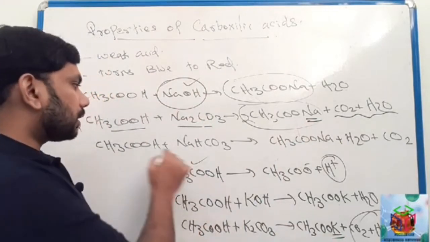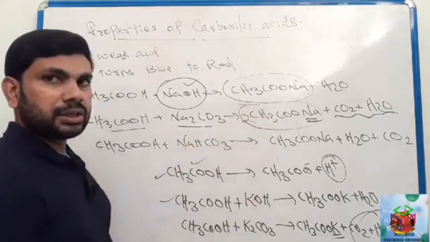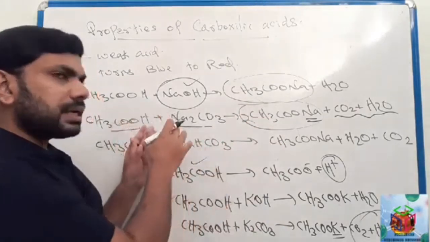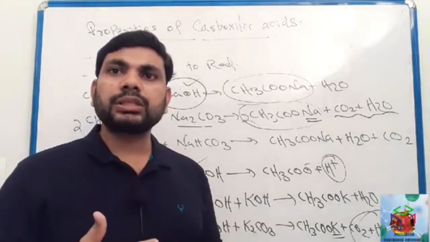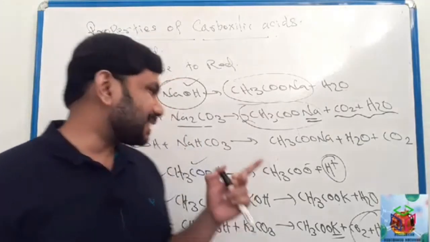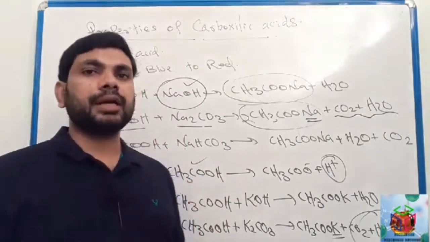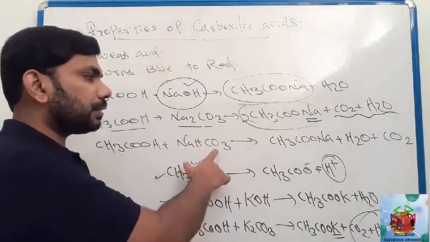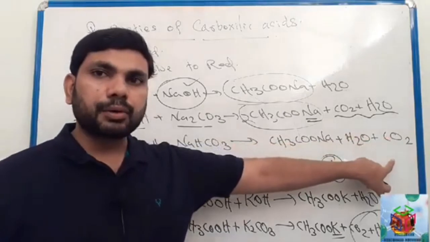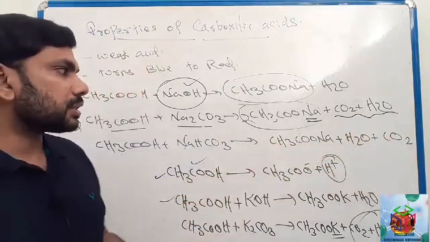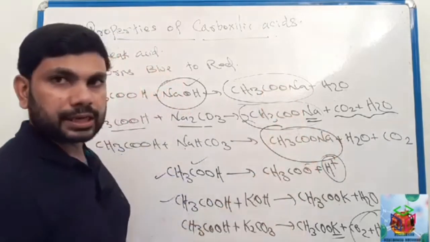Clear? Also here carboxylic acid reacts with sodium hydrogen carbonate. Here we discussed carboxylic acid reacted with sodium carbonate. Na2CO3 means sodium carbonate. Next one, carboxylic acid reacts with sodium hydrogen carbonate. This is sodium hydrogen carbonate. Same product, carbonate, so carbon dioxide and water side product. Also here sodium salt. These first products are common, sodium salt of carboxylic acid.